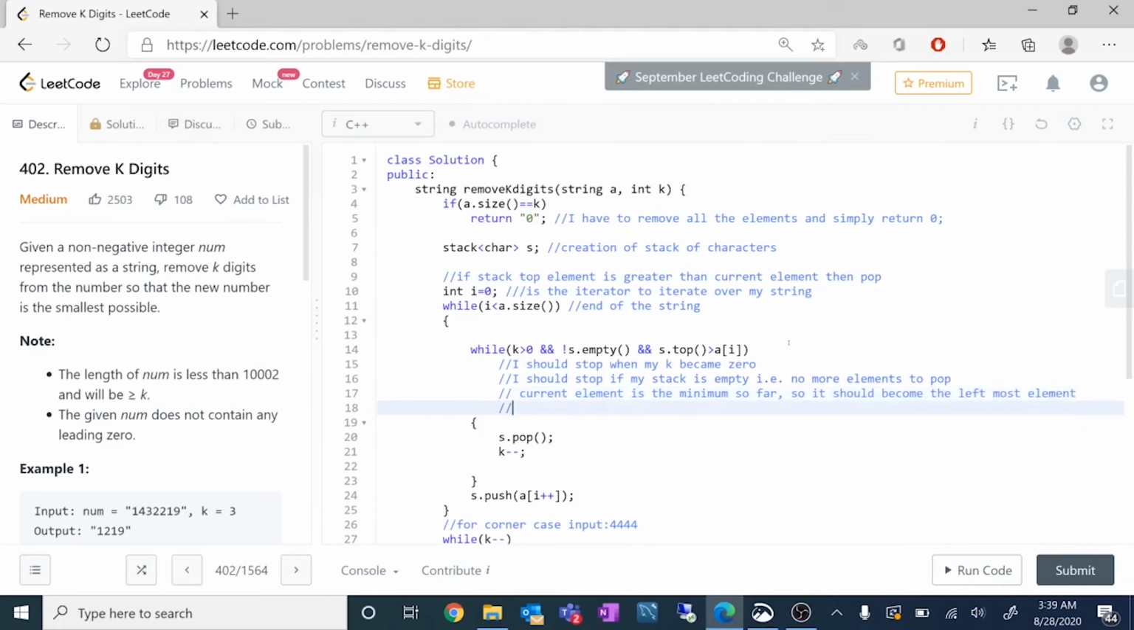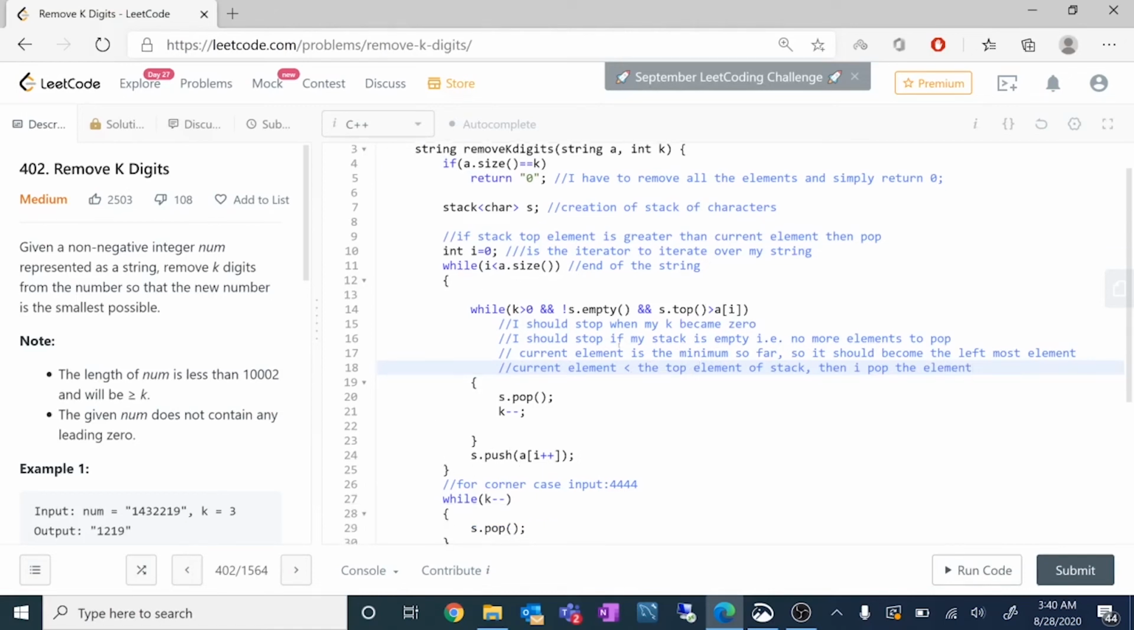And the final condition is this: if my current element is less than the top element of the stack, then I pop this element, right? This is what we discussed in the approach part as well, about when we were popping and when we were pushing. Otherwise we simply push and increment our i.